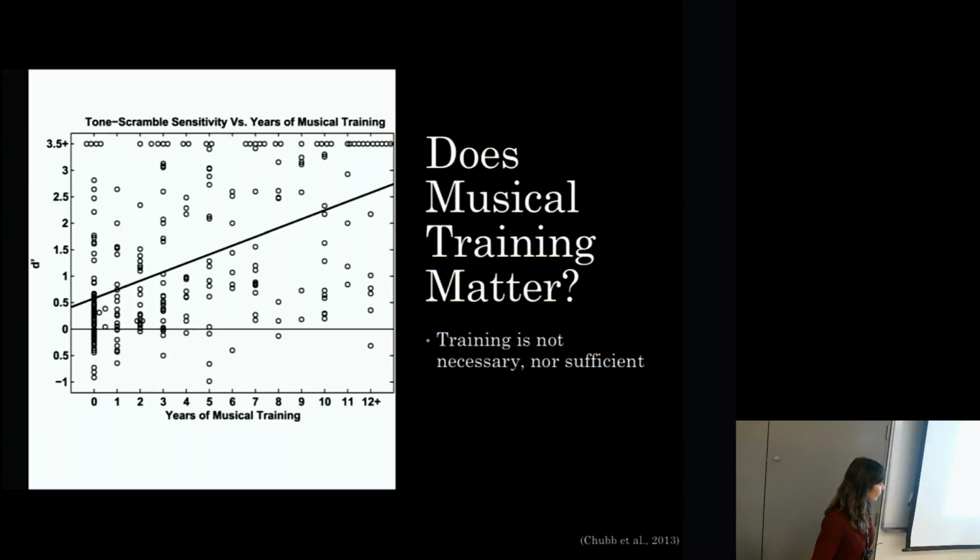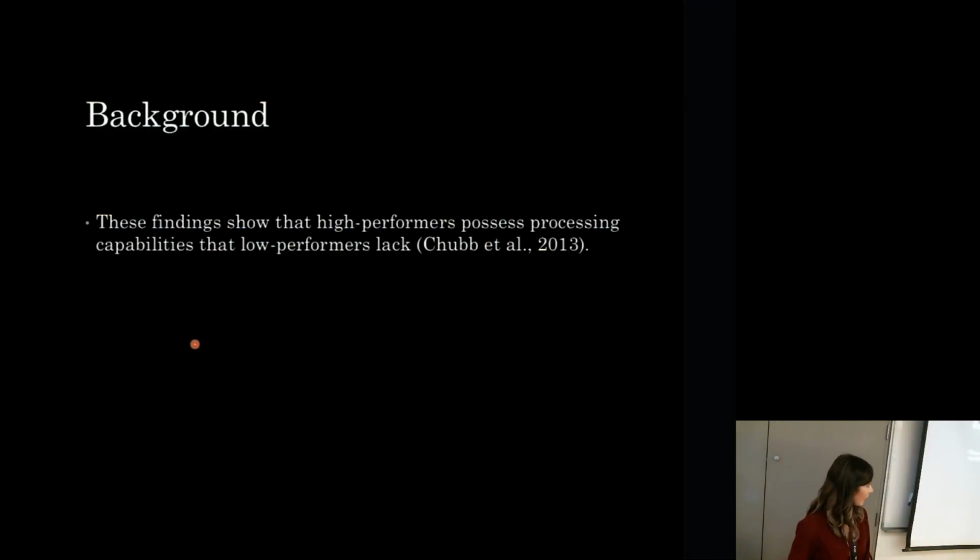And so you may be inclined to ask, does musical training matter in these experiments? Well, the researchers found that training is not necessary nor sufficient. Musical training may not be necessary because there are many individuals with no years of musical training that performed near perfect on this task, whereas there are many individuals with many years of musical training that actually perform near chance on this task, so it may not be sufficient. So these findings show that high performers may possess some sort of processing capability that these low performers may lack.